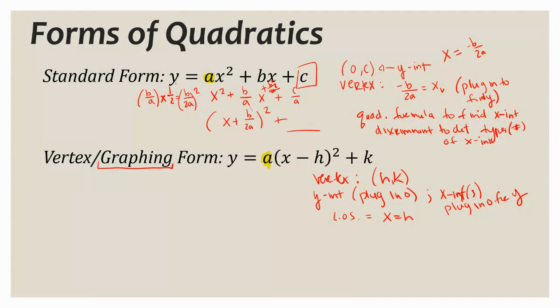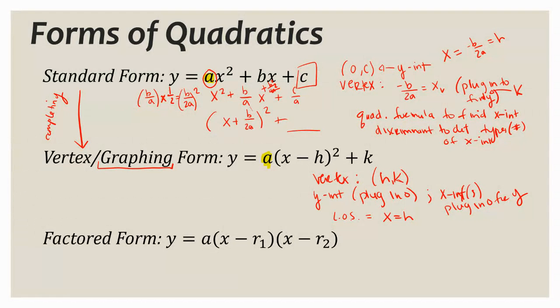I could convert from standard to vertex form by completing the square. I have that algebraic knowledge. I could also find the vertex. If I can calculate the vertex and I know what my a value is, I can just write it in this form. If I find this is h, when I plug that back in to find y, that is k. So there's a lot of different ways you can go about this.